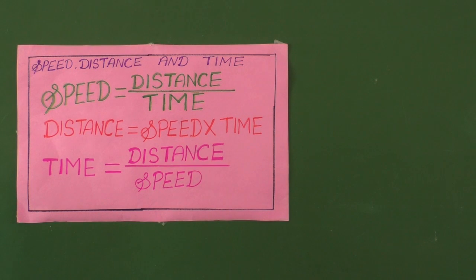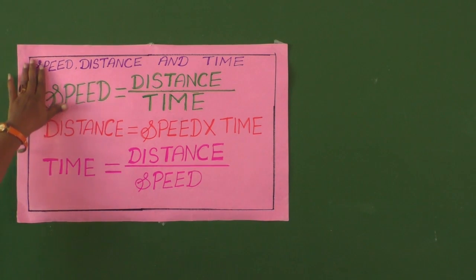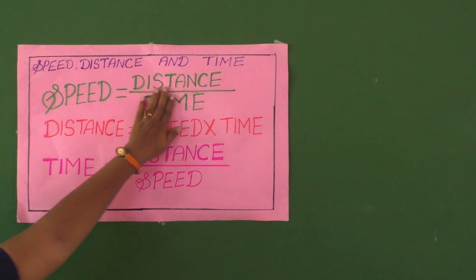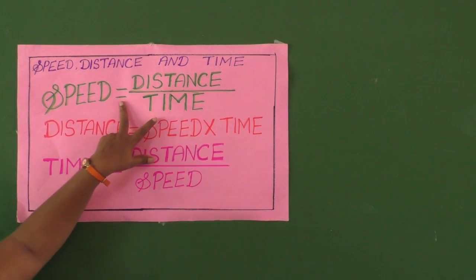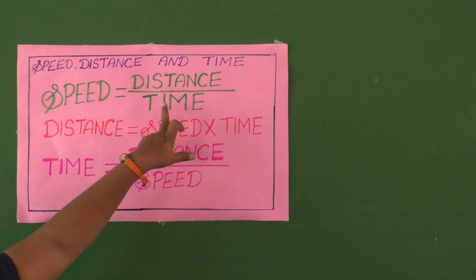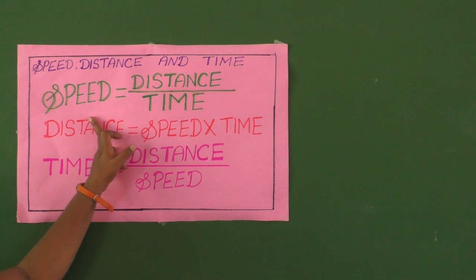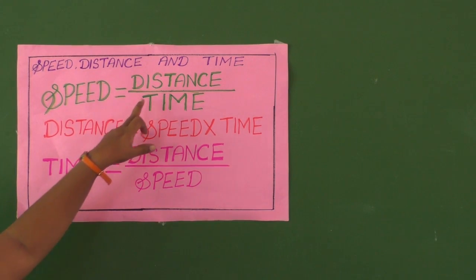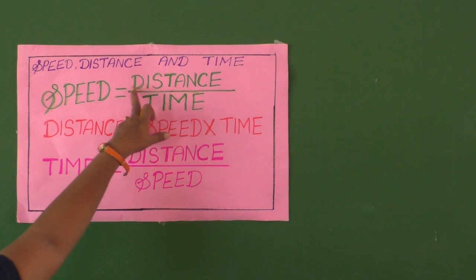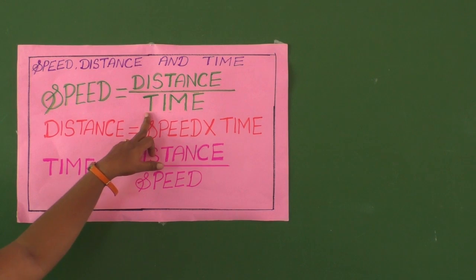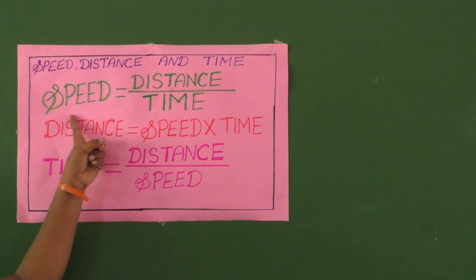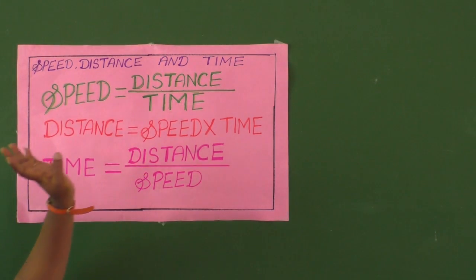We have separate formulas to find out the speed, distance and time. Listen, to find the speed we have to use this formula. The speed formula is distance by time. To find out the speed, you have to divide the distance by time, then only you can get the speed. This is the formula of speed.